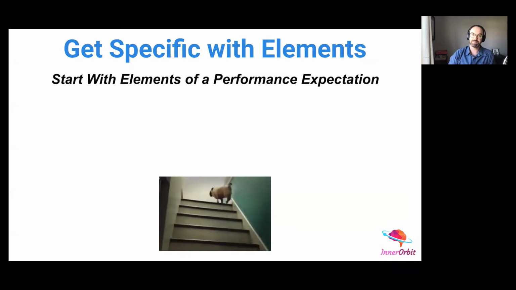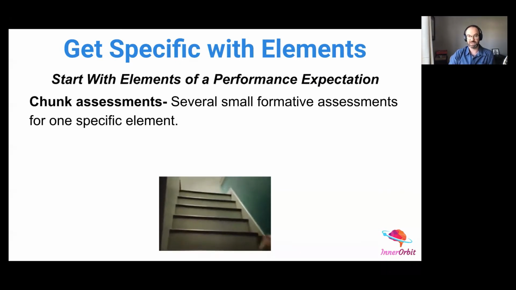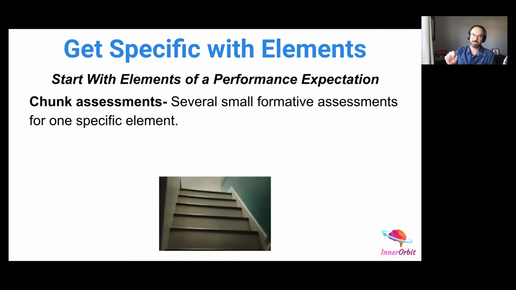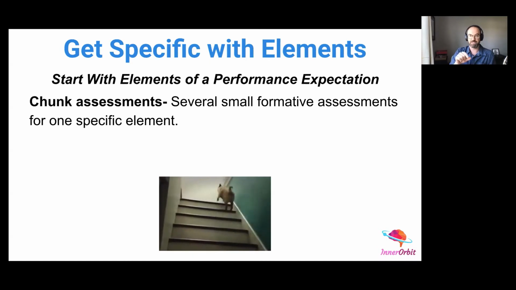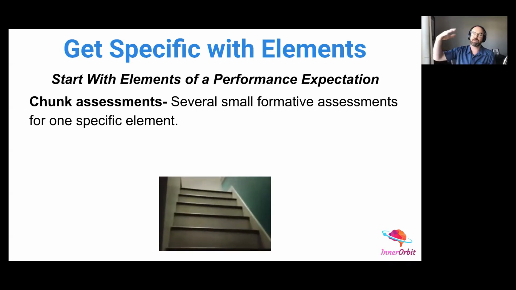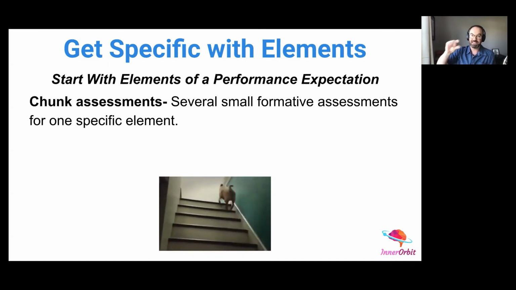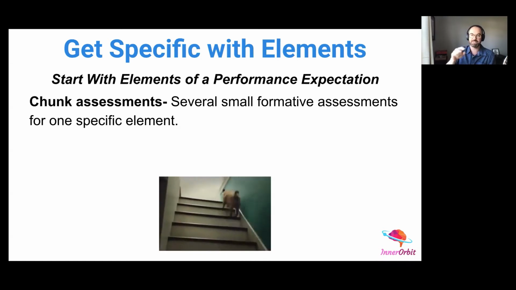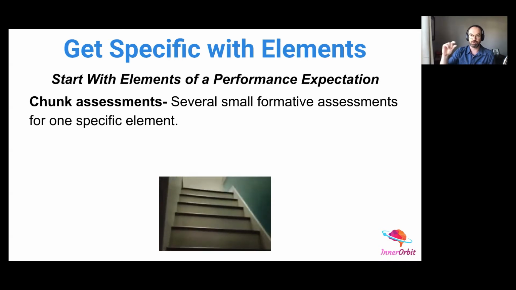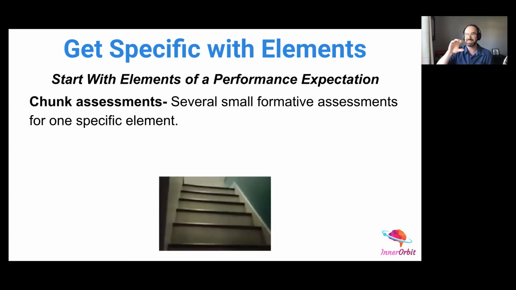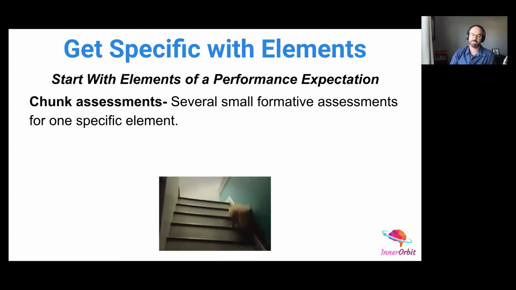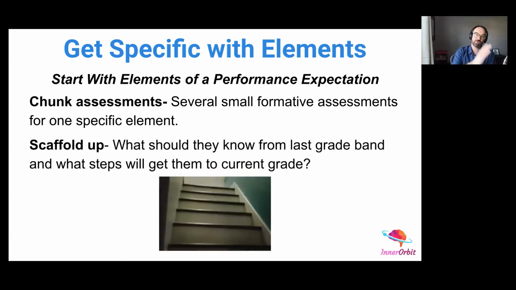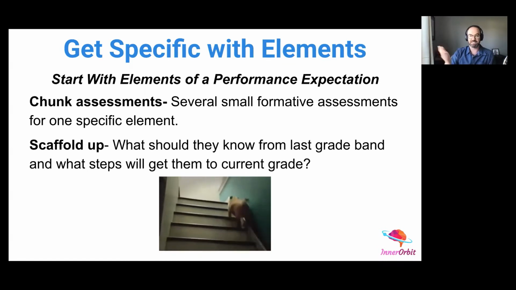So we'll start with the elements of a performance expectation, and we're going to chunk these assessments. We'll make several small formative assessments for one specific element. The goal is, even within a PE, the elements within the DCI are super complex. There are many different things students need to do in order to meet and fulfill that DCI, and then also meet the performance expectation. And then we're going to also scaffold up from those things. So what should they know from the last grade level band? And then what steps do they need to take to get to the current grade level band?